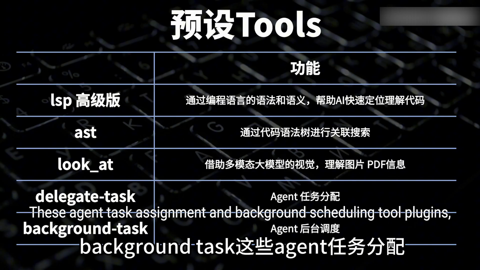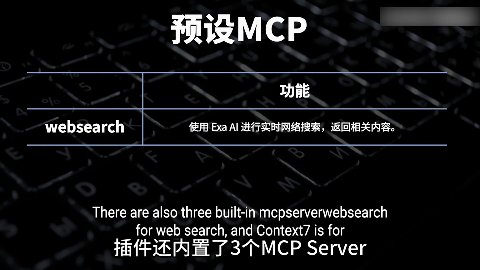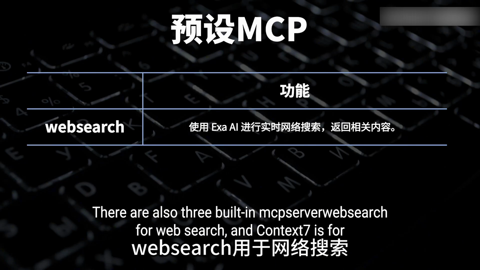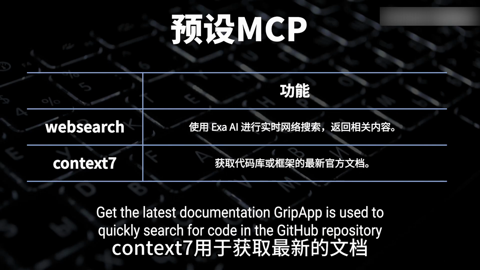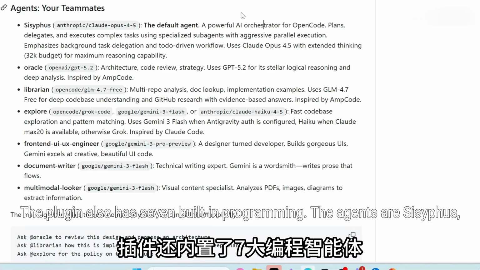These are the agent task assignment and background scheduling tool plugins. There are also 3 built-in servers: web search for web search, and Context7 for getting the latest documentation. Grep.app is used to quickly search for code in GitHub repositories. The plugin also has 7 built-in programming agents.